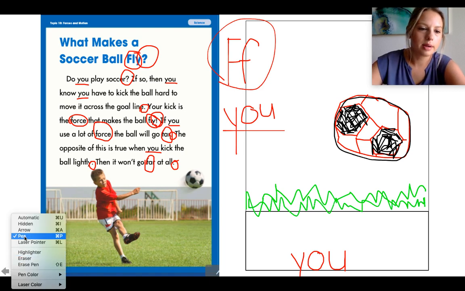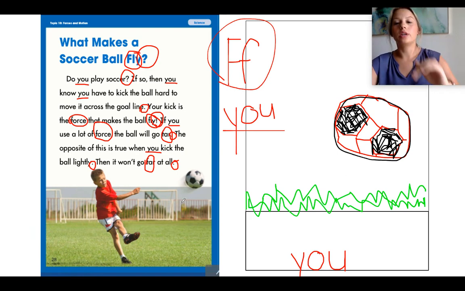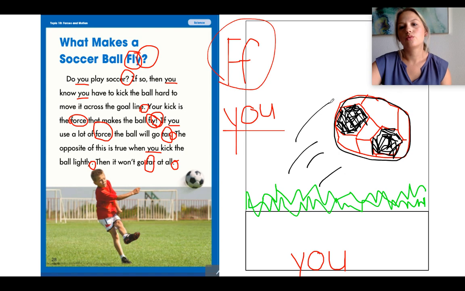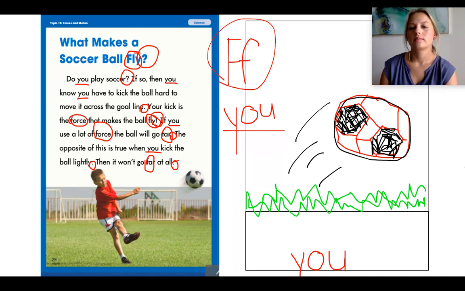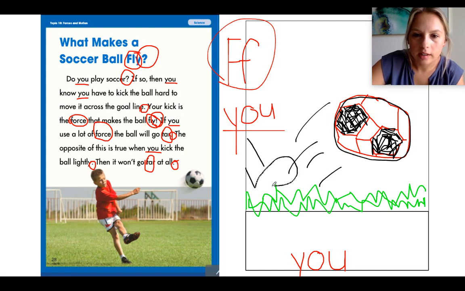And then I'm going to draw some lines to make it look like it's shooting out. And then what makes the ball fly? Oh, somebody's foot, huh? Somebody kicked it. Here's somebody's soccer cleat. Cleats are what you wear when you play soccer.